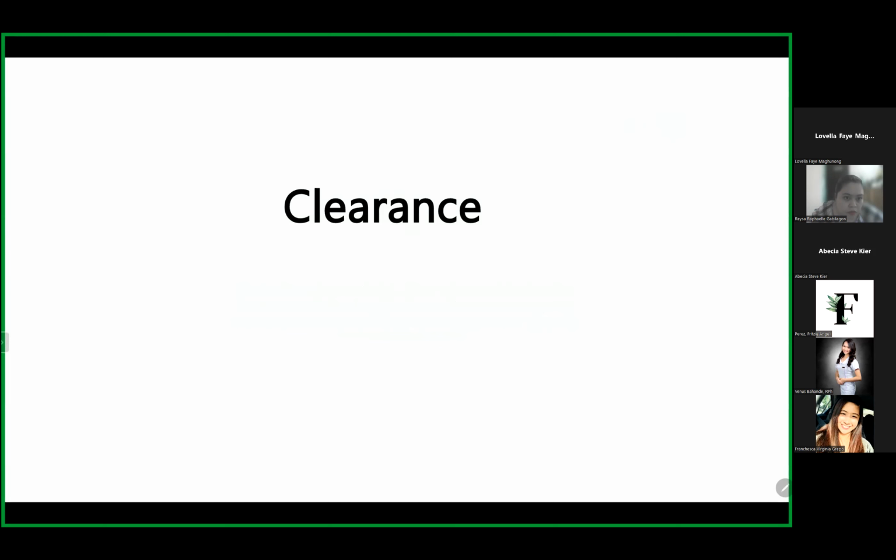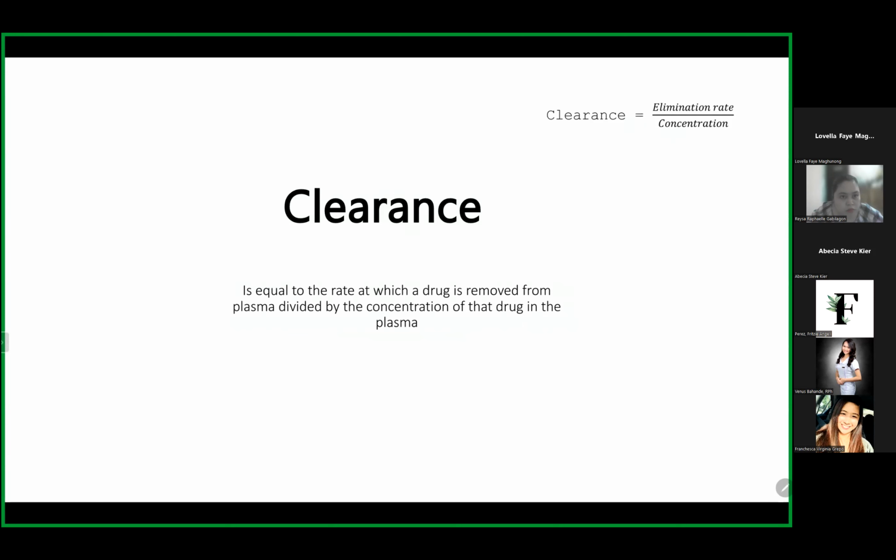Then we have your clearance. Clearance is equal to the rate at which a drug is removed from the plasma divided by the concentration of that drug in the plasma. So basically, this is the formula: clearance equals elimination rate over concentration. Just to clear it out, the difference between clearance and elimination: the concept of elimination and the concept of clearance, the terms are not synonymous.